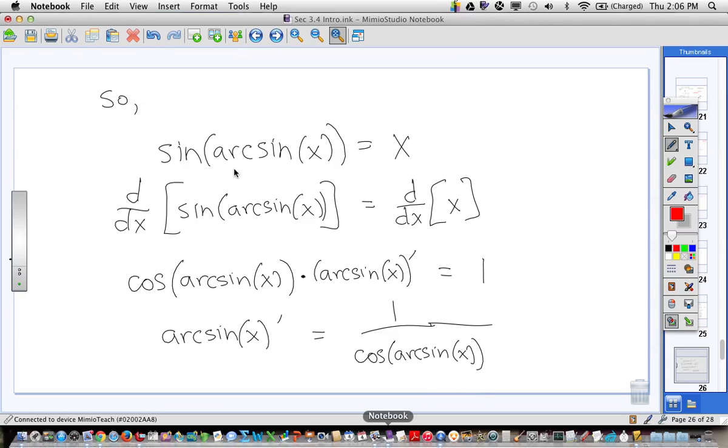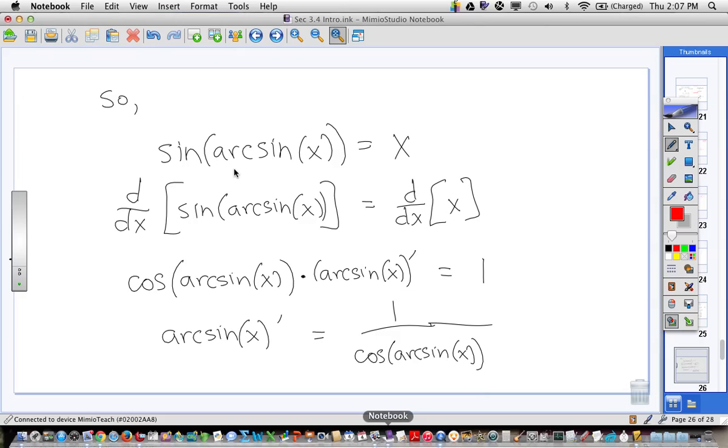Now what we want to do is take the derivative of both sides. Well, this is a chain rule, right? So, do the derivative of the outside. Derivative of sine is cosine, leave the arcsine alone, times the derivative of the inside, derivative of arcsine. We don't know what that is. That's what we're trying to figure out. So I'm just going to write arcsine prime. And the derivative of x is 1. Okay. Now I'm going to take this and divide it to the other side.